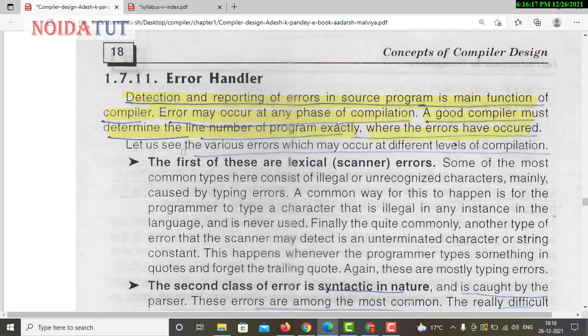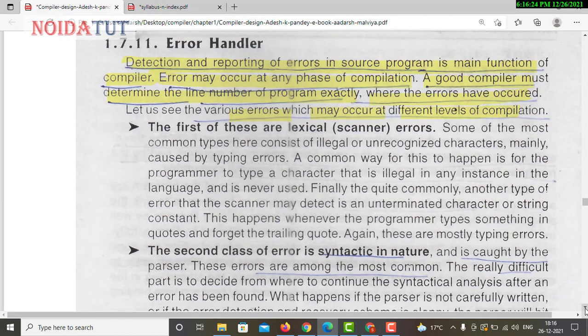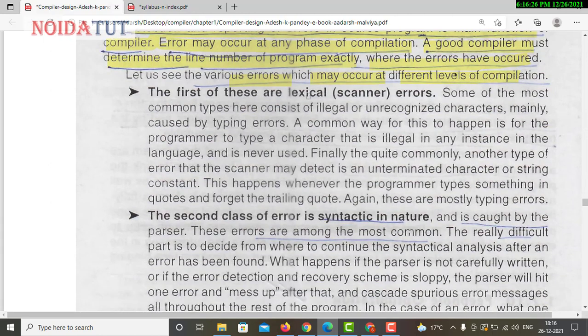Now let us see the various errors which may occur at different levels of compilation. First, these are lexical errors. Lexical errors occur at the time of the scanner, which is the first part of the compiler, that means it is going to scan. Some of the most common types here consist of illegal or unrecognized characters.